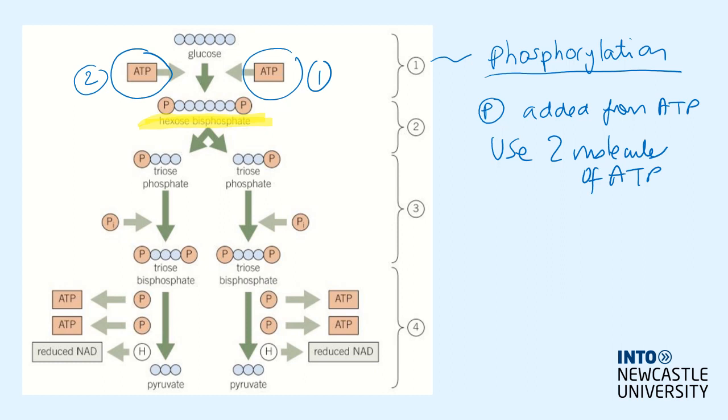Hexo is telling us it's a 6-carbon compound. So it's got 6 carbons. The bis is for 2 phosphates. So it's going to tell us that there.